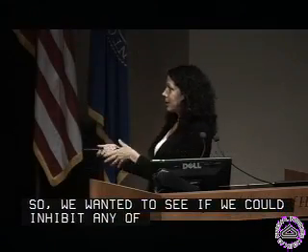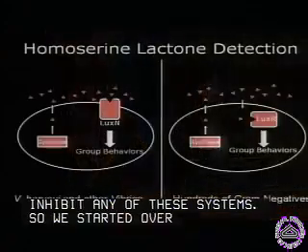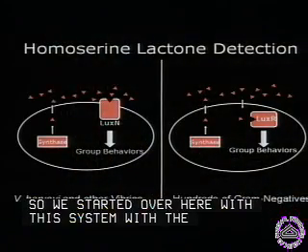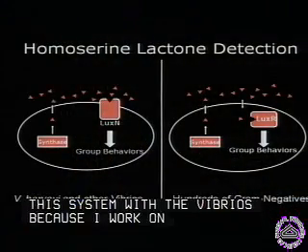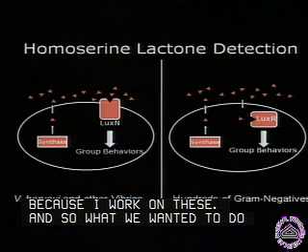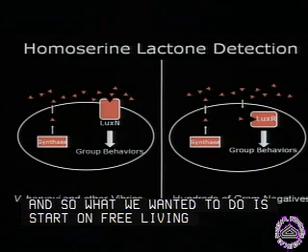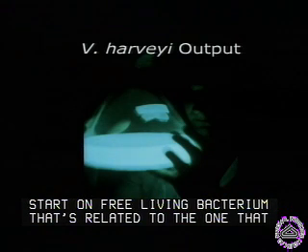And so we started over here with this system with the Vibrios, because I work on these bioluminescent Vibrios. And so what we wanted to do is to start on a free-living bacterium, Vibrio harveyi, that's related to the one that I told you about, Woody Hastings. And then the reason is that I've already given a plug for is because the readout of quorum sensing is so easy to measure. It's bioluminescence.